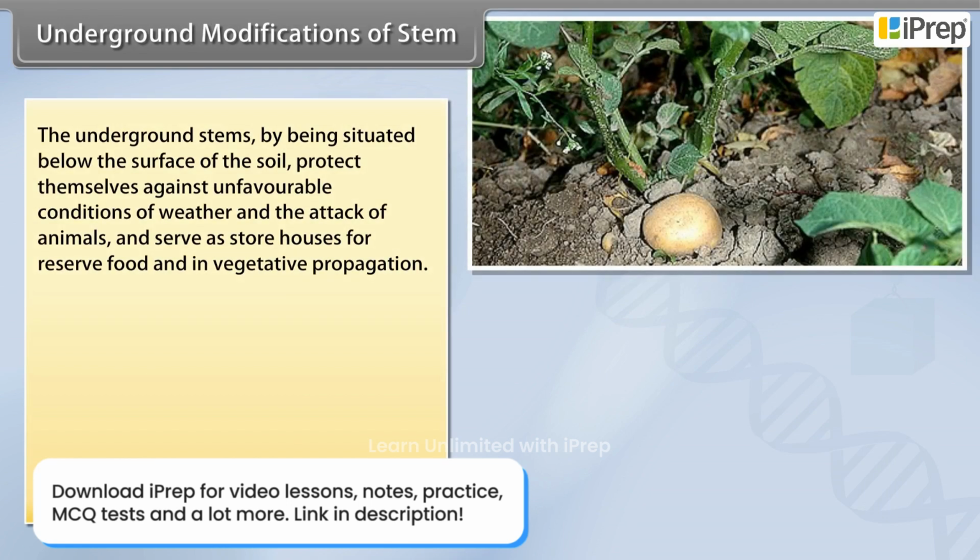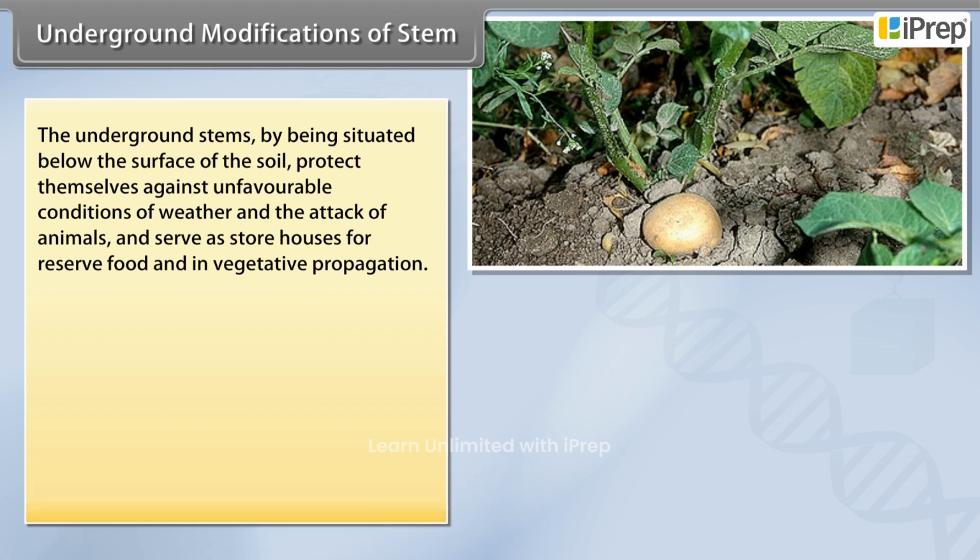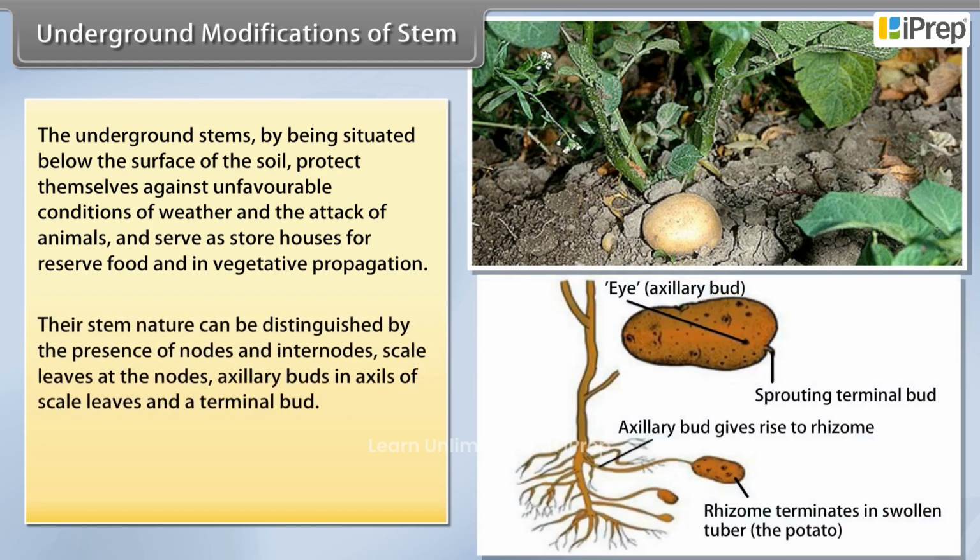The underground stems, by being situated below the surface of the soil, protect themselves against unfavorable conditions of weather and the attack of animals, and serve as storehouses for reserve food and in vegetative propagation. Their stem nature can be distinguished by the presence of nodes and internodes, scale leaves at the nodes, axillary buds in the axils of scale leaves, and a terminal bud.